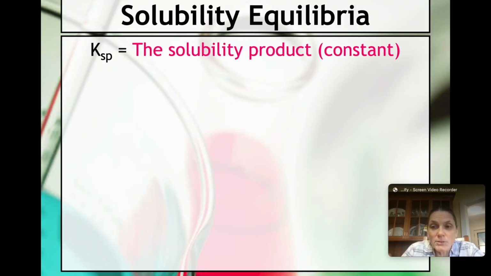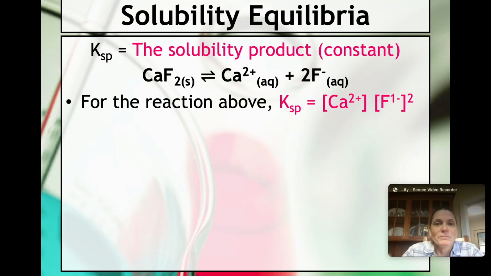So capital K, equilibrium constant, Ksp, where sp means solubility product. That's just an equilibrium constant, so all the equilibrium rules will apply. Here's our system: calcium fluoride solid yields reversibly calcium with a +2 charge and F minus.